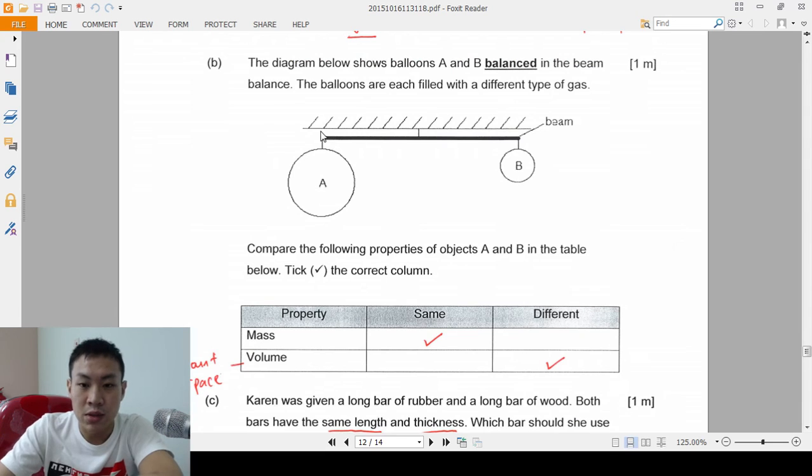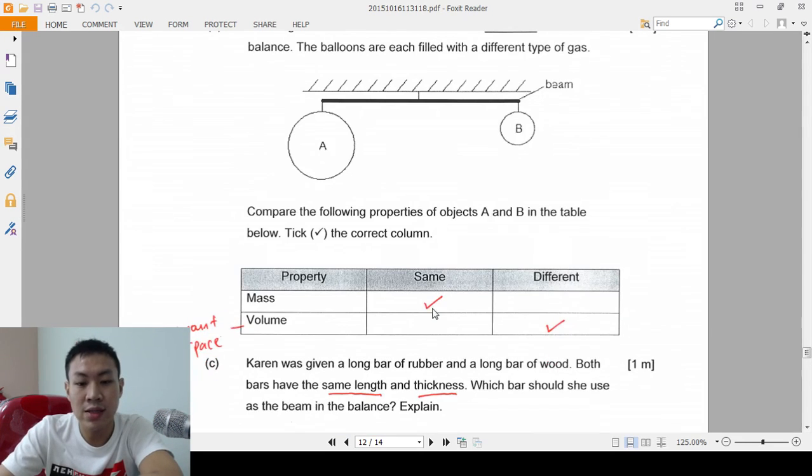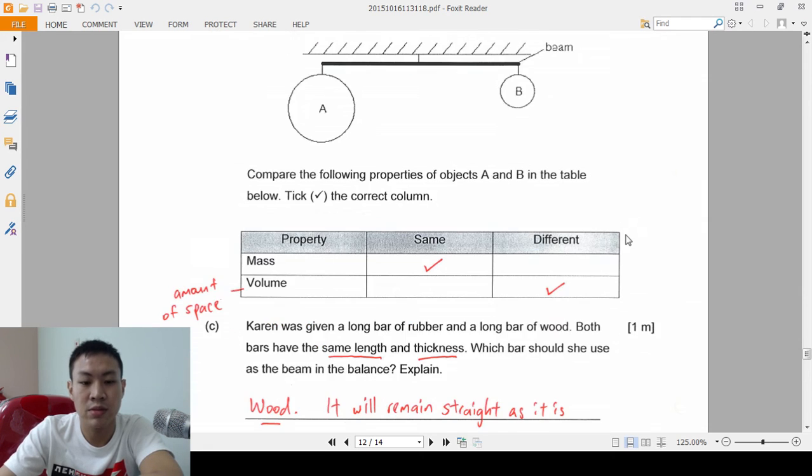Part B, balance beam. You have two different sizes, one big and one small, but they are able to balance these two balloons. So it shows us that the mass is the same. However, the volume, because amount of space it occupies, A occupies more space than B, therefore it's different.